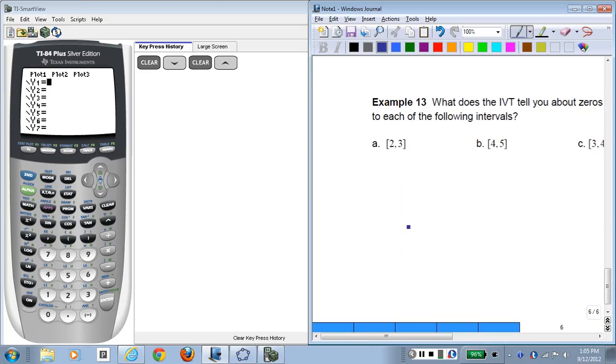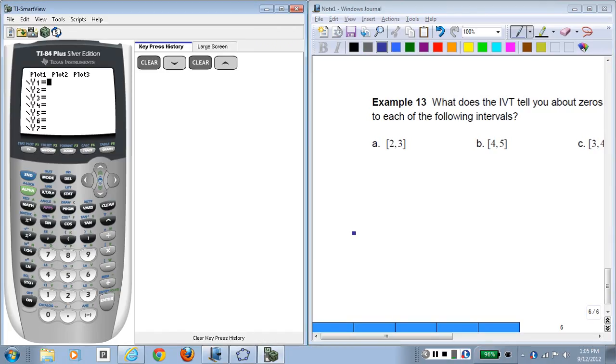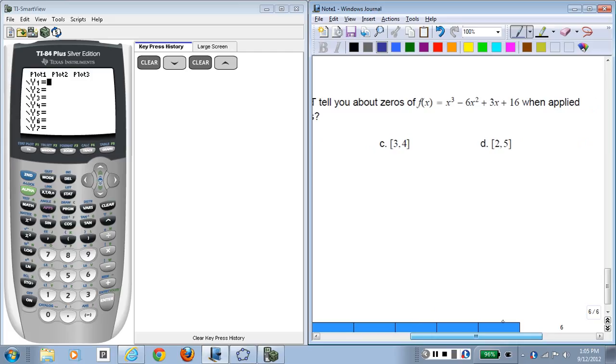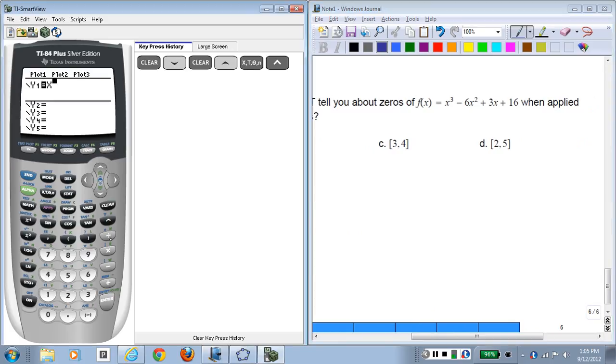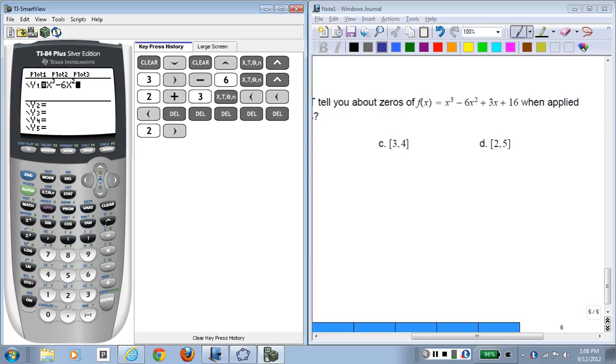So let's see, like that. So y equals, probably in the time I can punch this in, several of you can easily figure out what the value of this function is at 3, 4, 5, and 2. I'm still getting accustomed to the new operating system. Minus 6x squared plus 3x plus 16. All right, I don't want to peek at the graph. I just want to press second followed by window to make sure that my table setup is okay.